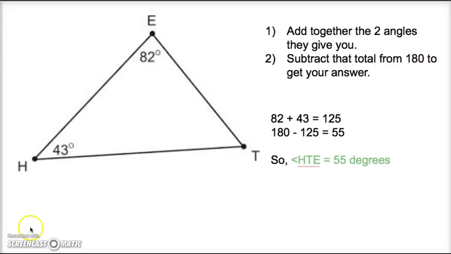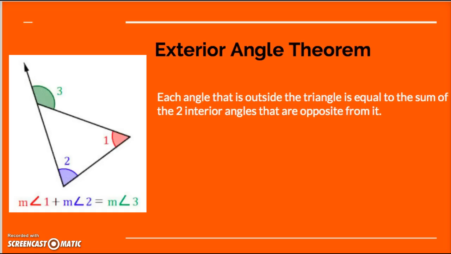So the next thing we're going to look at is called the exterior angle theorem. So exterior meaning outside. So in this picture right here, the angle that is outside of the triangle is angle 3. That's what we would be trying to figure out in most cases. So this theorem states that each angle that is outside the triangle, in this instance angle 3, is equal to the sum of the two interior angles that are opposite from it. So the two interior angles 1 and 2, you would add those together, and they would equal this exterior angle.